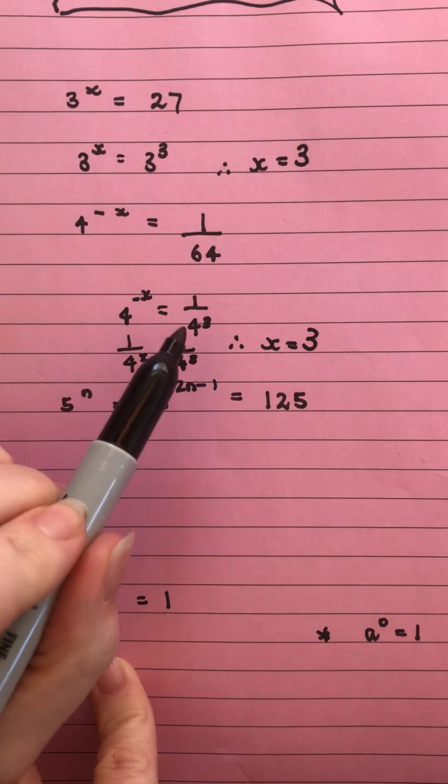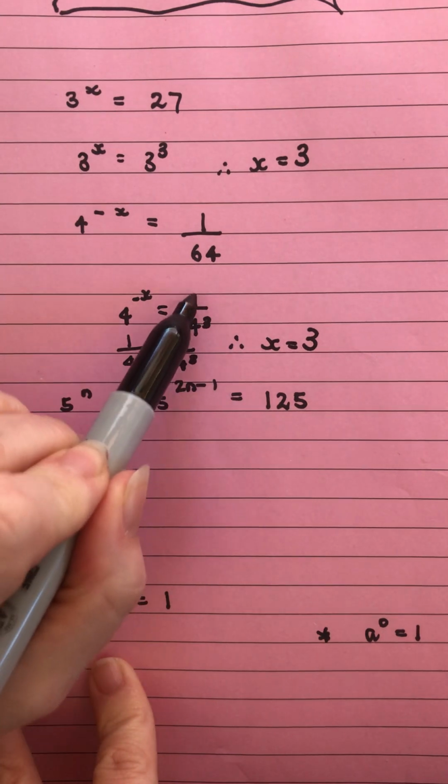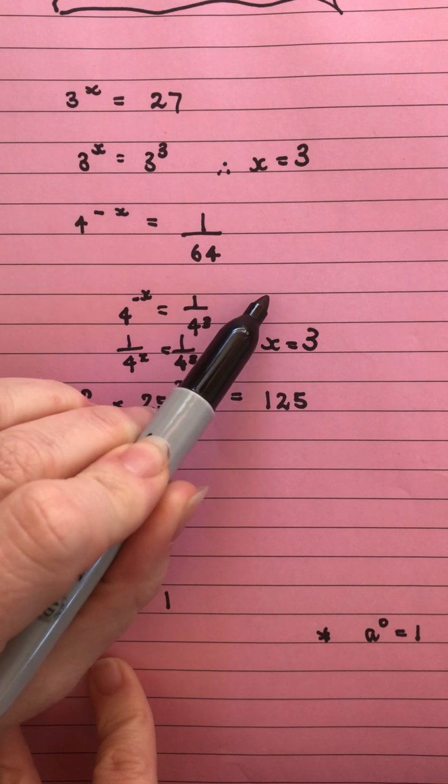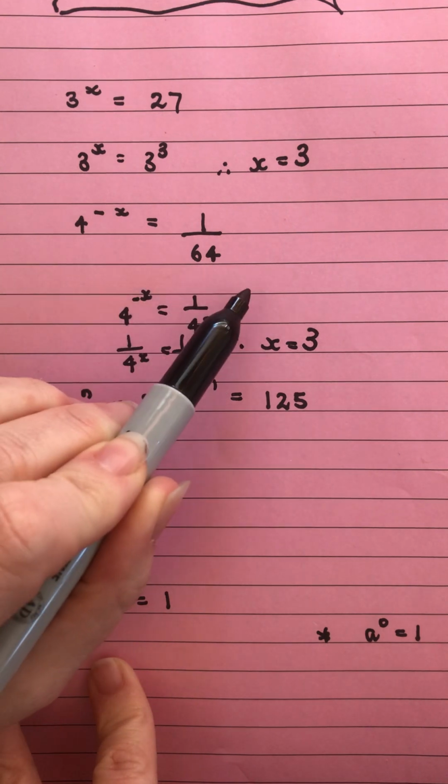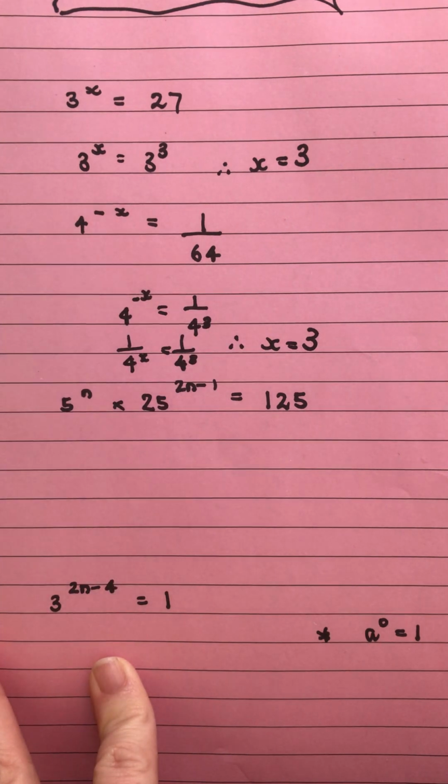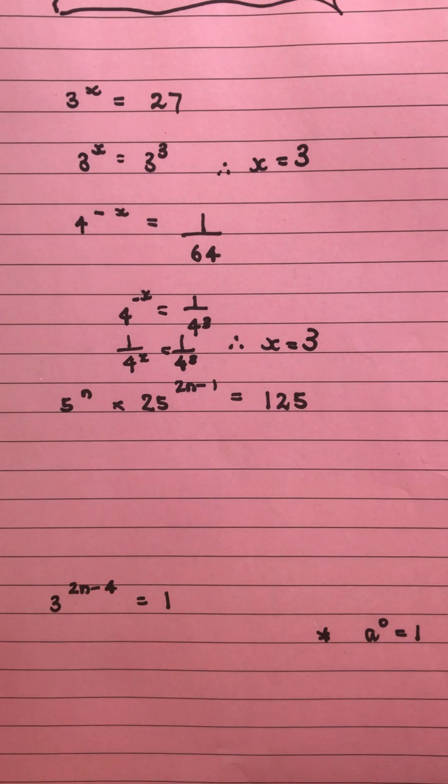The other option is to bring that one up here and write 1 over 4 to the 3 is the same as 4 to the negative 3, and then write that the negative x must be equal to negative 3, therefore x is equal to 3. So a couple of little options there.